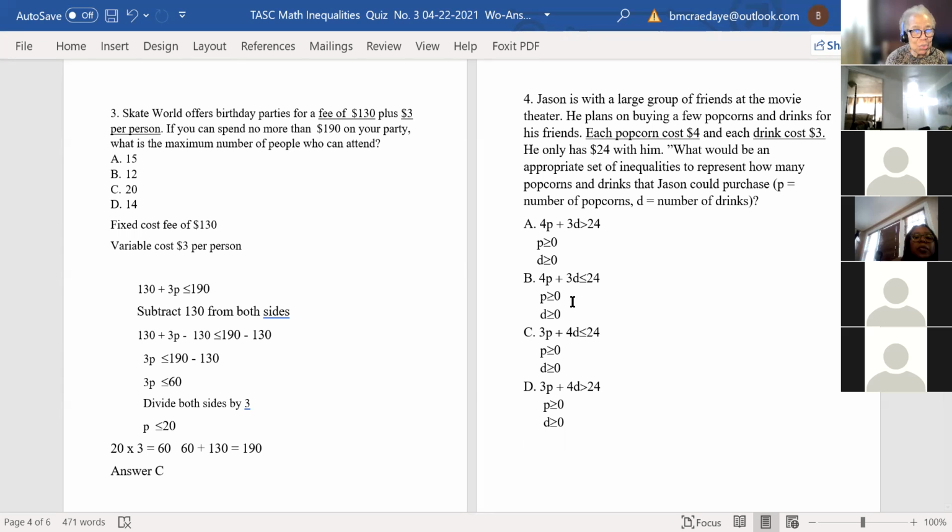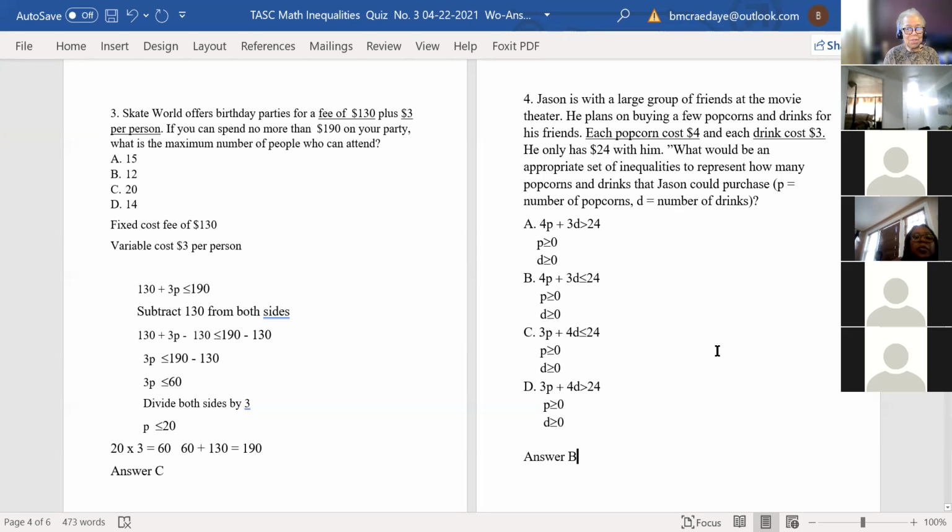The budget is $24, right? And that means you can't spend more than the 24. So what's your answer, Vanessa? My answer is B. That's right. Excellent. In other words, whatever Jason spends has to be less than or equal to 24 because that's all he has with him. All right. So answer B. Questions on number 4?